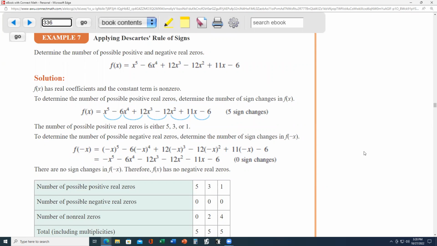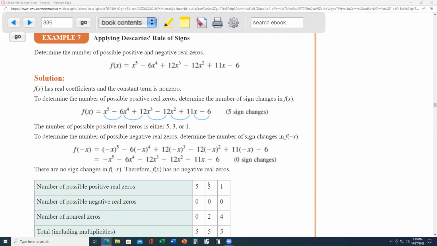So one possibility for this fifth degree polynomial is that it could have 5 positive real zeros. And if it has 5 positive real zeros, that means that it would not have any other zeros. We already know that it cannot have any negative real zeros. And if it has 5 positive real zeros, it would not have any complex zeros. So one scenario is that this fifth degree polynomial could have 5 positive real zeros. Or another possibility is it could have 3 positive real zeros, but it still cannot have any negative real zeros, as was determined above by Descartes' rule of signs.